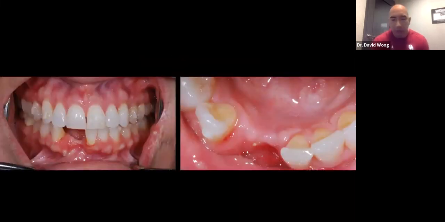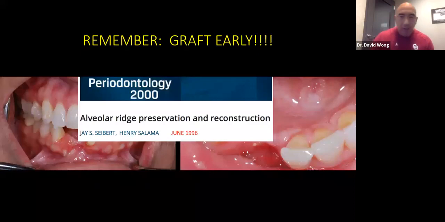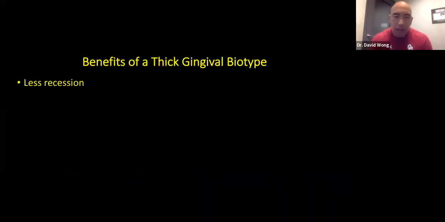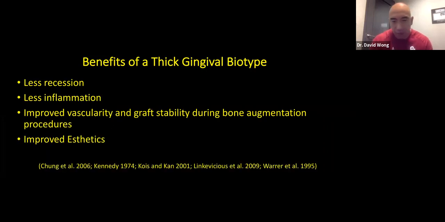So going back to our case here, what I said earlier, do the soft tissue grafting earlier. So that's what we did. And this technique you're going to see in this paper by Siebert and Salama in June '96. So graft early. Once again, we graft early because we have less recession, less inflammation, and for me, you have improved vascularity and graft stability during bone augmentation procedures, and it just looks better, okay?